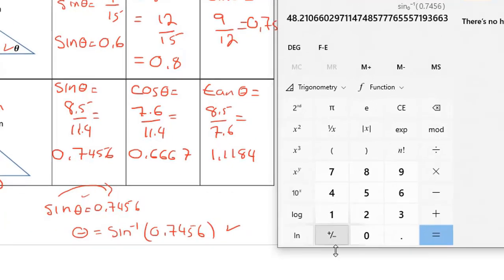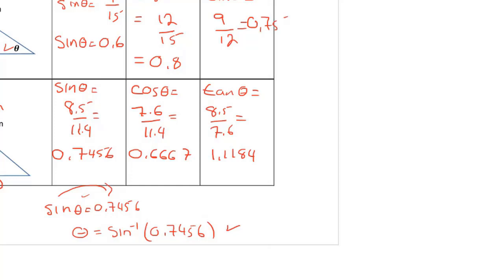And my calculator will tell me that the sine inverse of 0.7456 is 48.21066. That means that angle theta is 48.21 degrees. If I've done everything correctly, when I use the cosine ratio and the tangent ratio, I should get the same value for theta. Let's check it out.